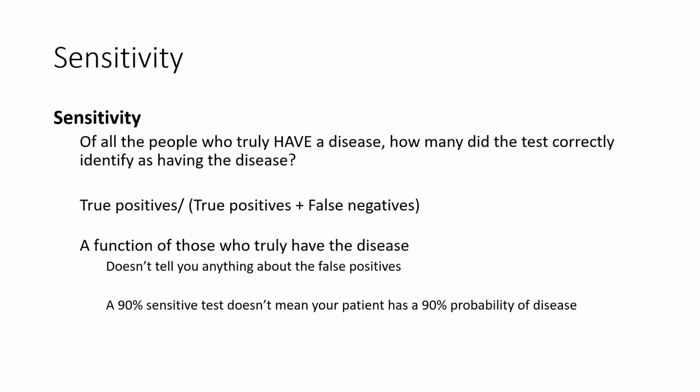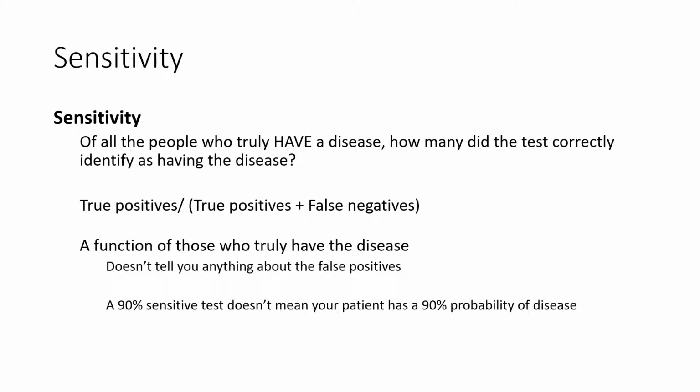So let's talk about sensitivity. What is sensitivity? Well, sensitivity means of all the people who truly have a disease, how many does the test correctly identify as actually having the disease? I've always found it easier to be able to say these equations in a sentence, and if you can say it in a sentence and it makes sense to you, it's much easier to remember and figure out how to apply it. So another way of saying it is true positives divided by true positives plus false negatives.